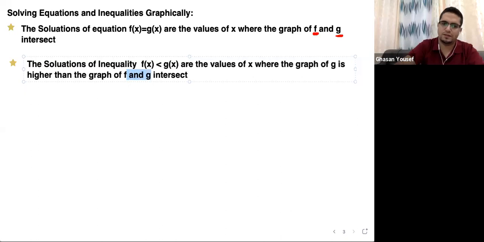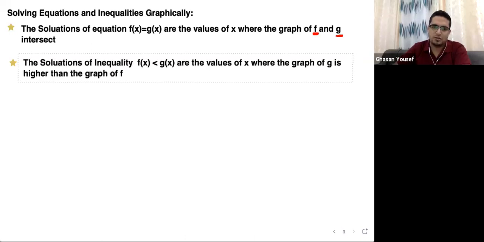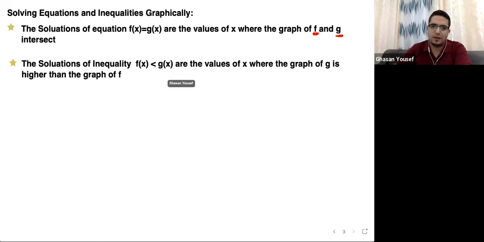I'm going to explain this. To find the solutions for the inequality f of x less than g of x, we look at both graphs in the Cartesian plane for f of x and g of x. The solution is always the x values where the graph of g is higher than the graph of f. It's above the graph of the function f of x. I'm going to do this by example to show you how the graph will be above and where the intersection is between the two points to find the solution here.